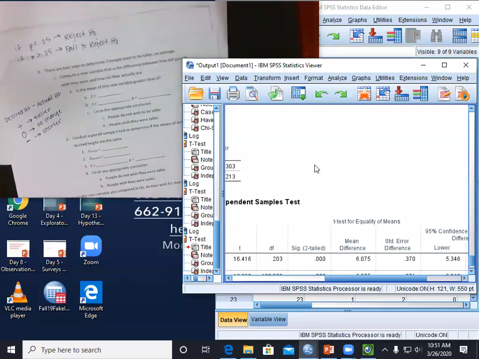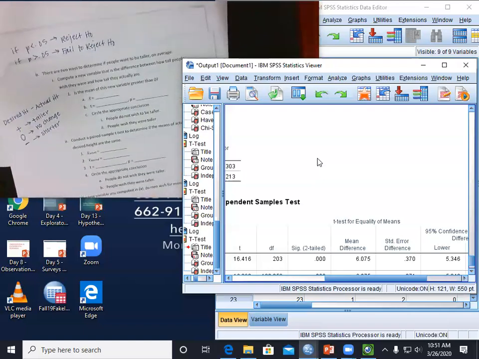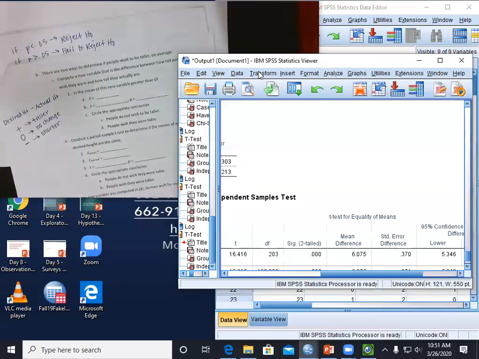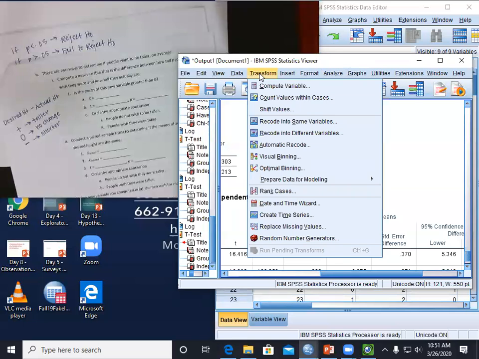So what we're going to do first is compute this new variable, so we can see how to do something new in SPSS. To compute this new variable, we're going to go to a new menu, Transform, and the first option is Compute Variable.